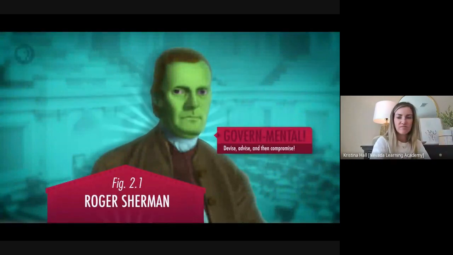Large states supported what was called the Virginia Plan, and small states wanted the New Jersey Plan, and they argued over it until a compromise was reached. Since it was brokered by Connecticut's Roger Sherman, it was called the Connecticut Compromise, or more usually, the Great Compromise, because historians are really bad at naming things.